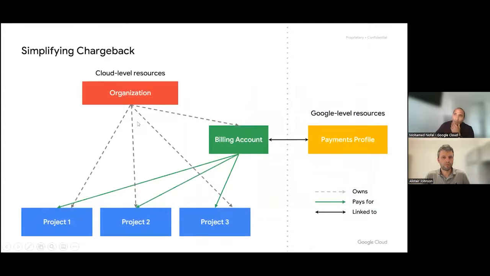Now, the next thing I'll emphasize is simplifying chargeback, because this is really interesting. We simplify the chargeback process by making the payment profiles external to the billing accounts. We think most other CSPs will tag the payment within the billing account, but when you have this external relationship and you've decoupled it, they aren't dependent on your Google Cloud organization.